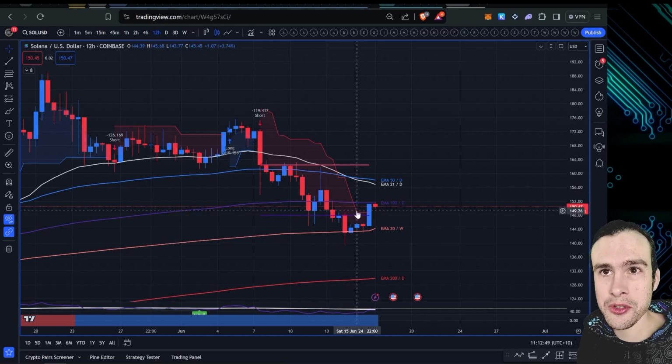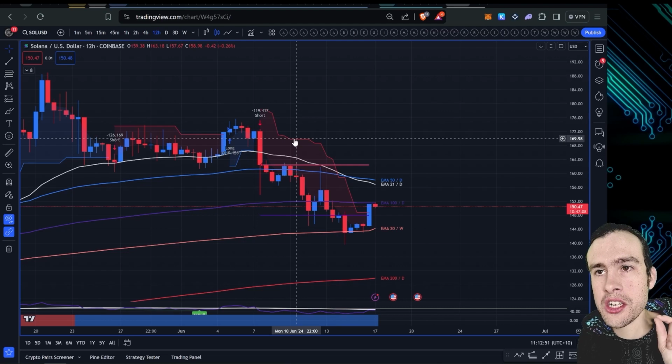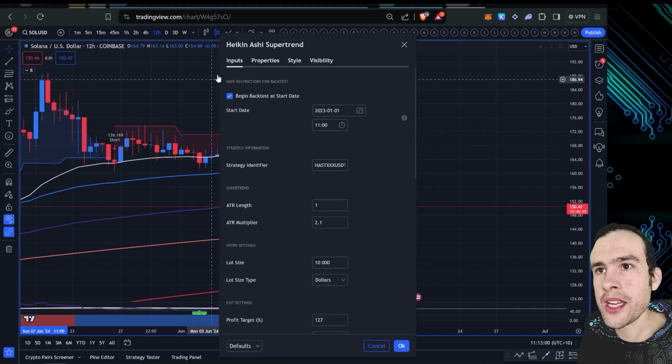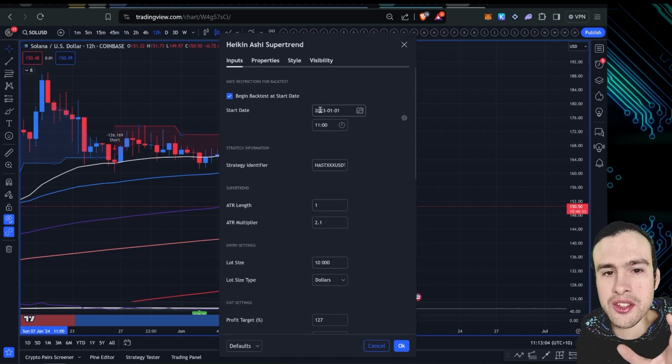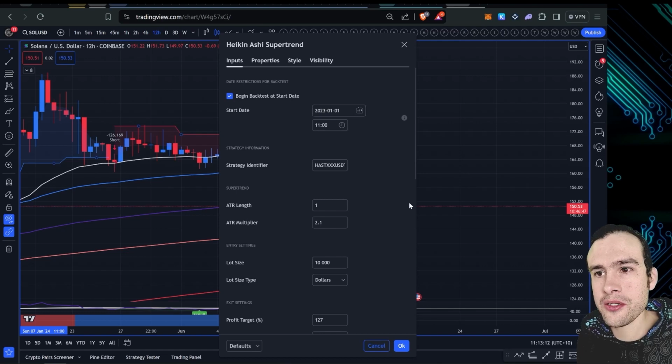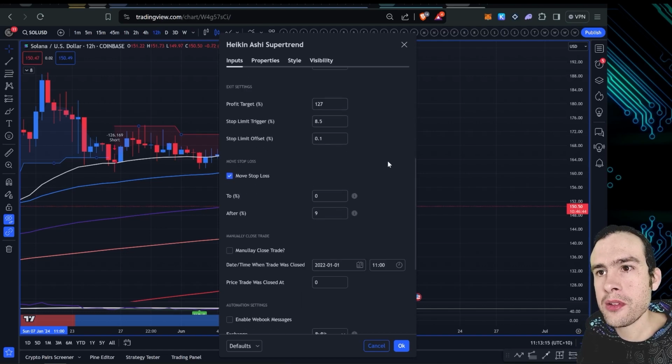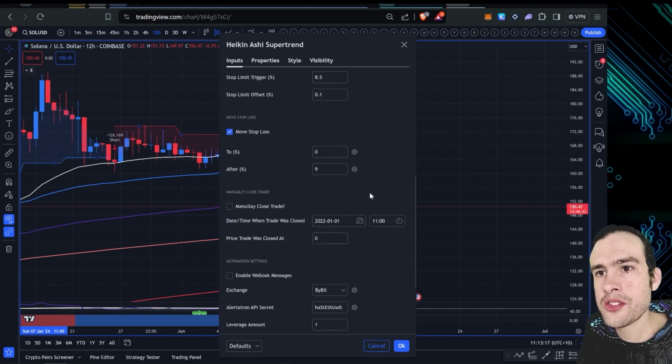It's a Heikin Ashi supertrend. So this is a custom indicator and strategy that I coded, and the link's below if you want that code. But again, for me, the way I like to code my strategies, I put in a backtest date range to restrict the data, so I can just test back to the start of the cycle, which is 2023, January 1st, start of the cycle. And I've also got a stop loss as well for this strategy and all that sort of stuff.